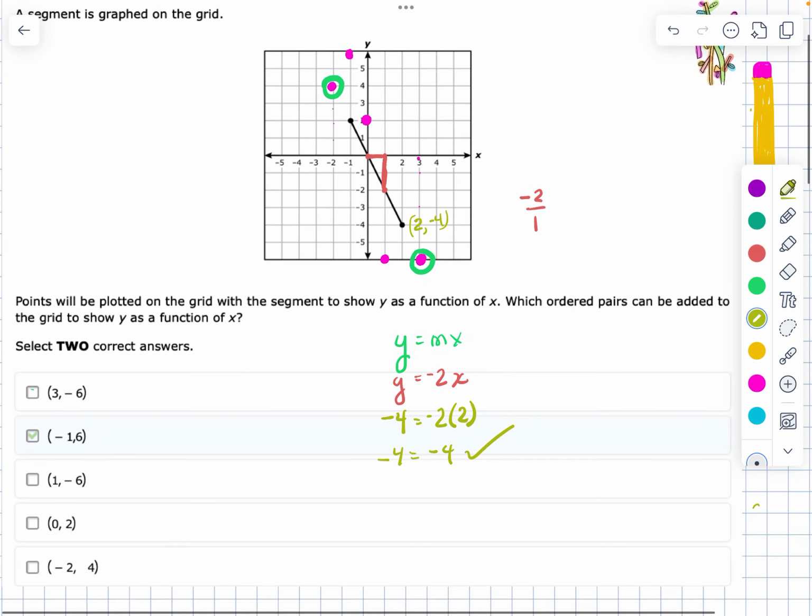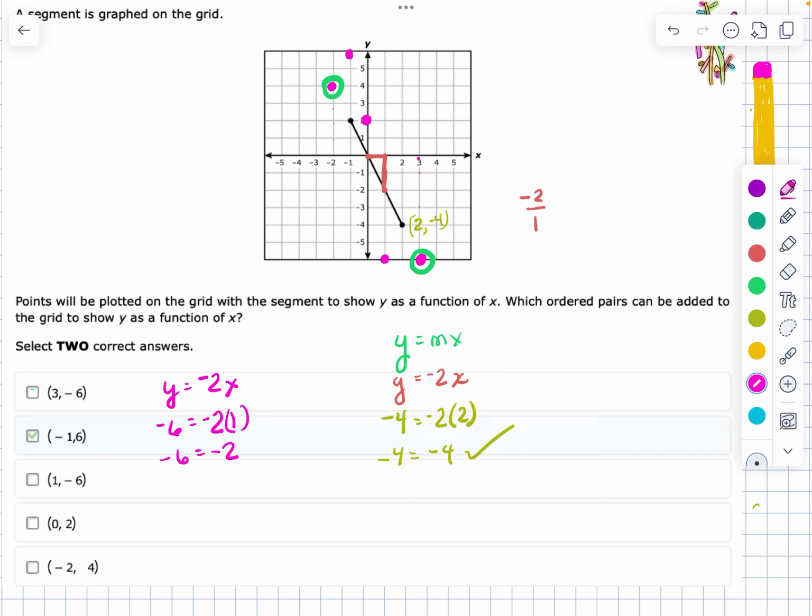I'm going to plug in one that I know doesn't work. So again, let me do a different color. y equals mx, and I'm going to use negative 2x. And I'm going to use 1, negative 6 here. So negative 6 is my y, and then x is 1. So negative 6 equals negative 2. Well, that's not right. So that can't be true. Okay, so I know this one isn't true.